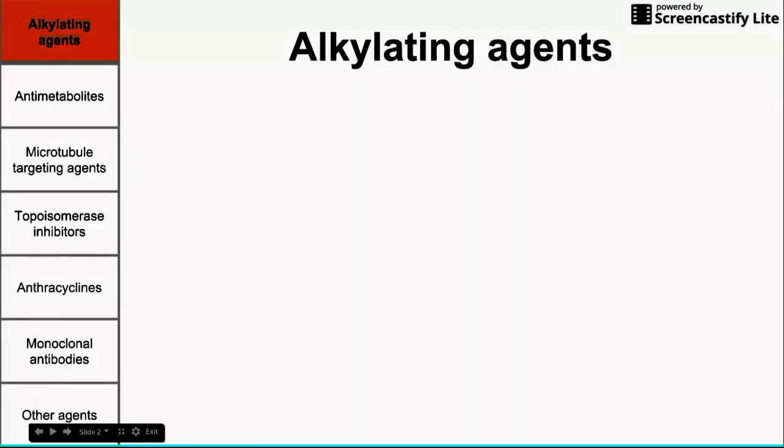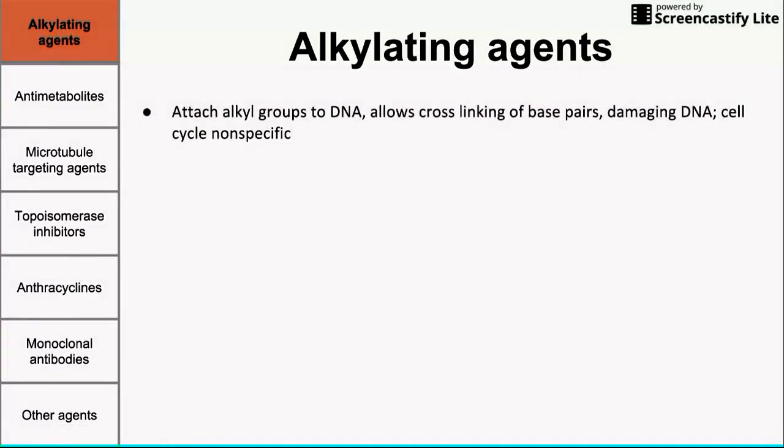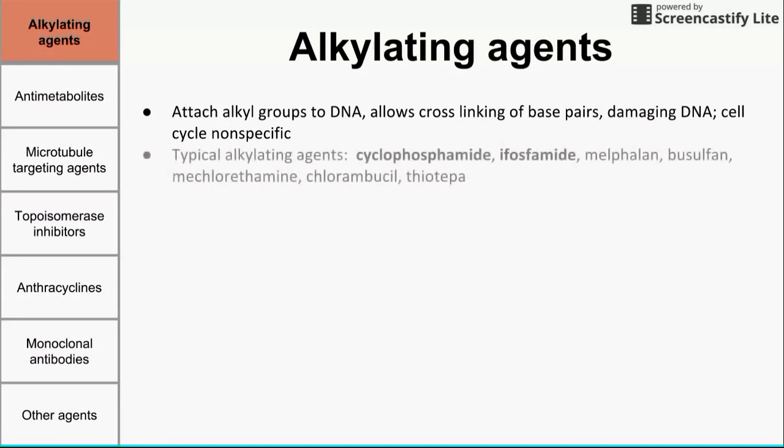We're going to start with alkylating agents first. This is the first class we're going to be talking about. Now, alkylating agents in general attach alkyl groups to DNA. They usually attach groups between two base pairs, allowing for cross-linking of base pairs. This, of course, damages the DNA, makes you unable to replicate it, and it kills the cell that way. Now, the good thing about alkylating agents is that they are not specific to any part of the cell cycle, so they should be working on all cells, regardless of what part of the cell cycle they're in.